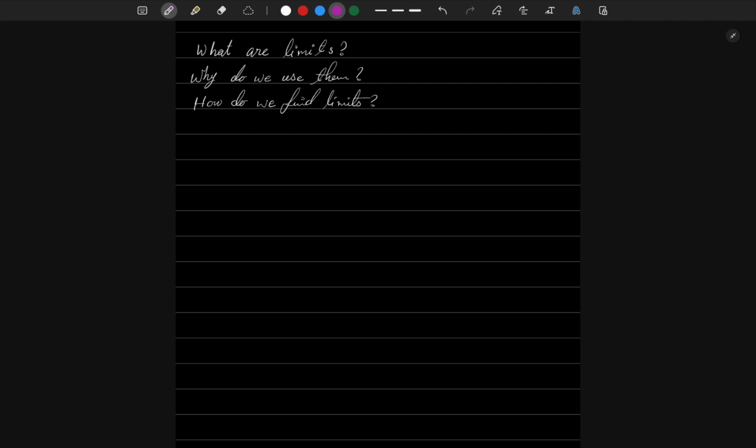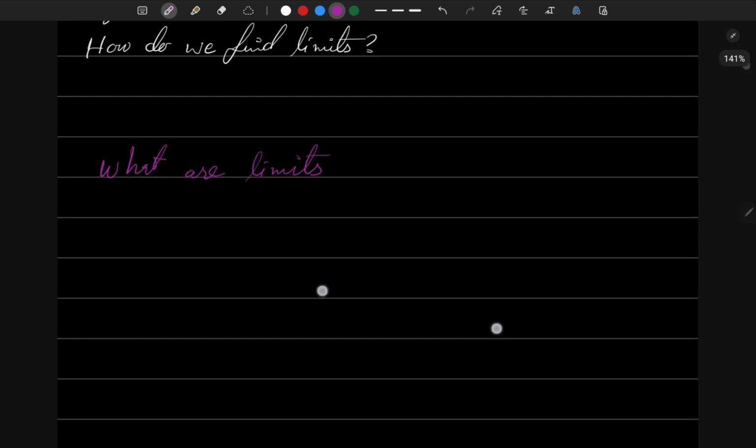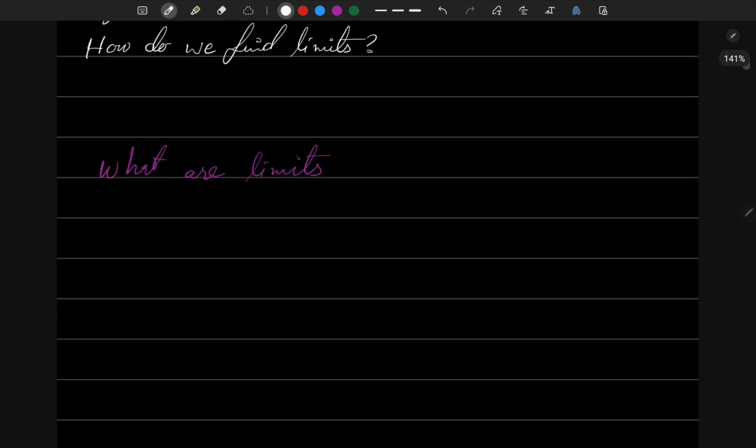Now let's go back to our topic. What are limits? Well, let's zoom in. If I have a simple function that is f of x is 2x plus 3.